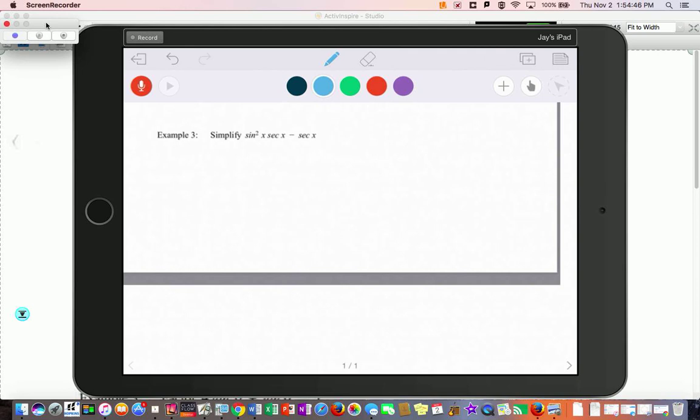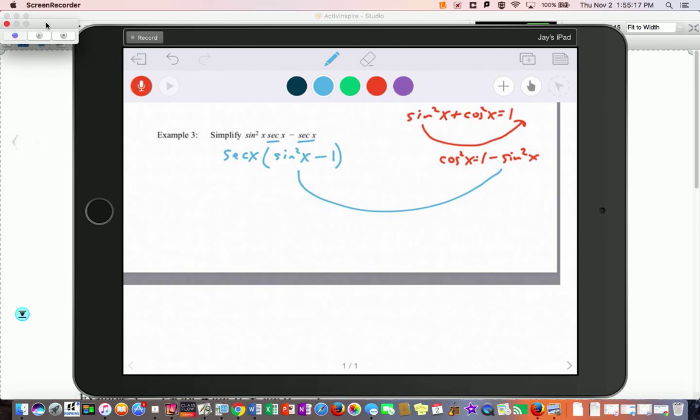Similar looking problem, secant in both. Let's pull that to the front. So now I have sine squared of x minus 1. So if I go to that Pythagorean identity where it was sine squared of x plus cosine squared of x is equal to 1, and I move the sine to that side, it's close to what I have over here. So look right in here. A lot of times students make that mistake.